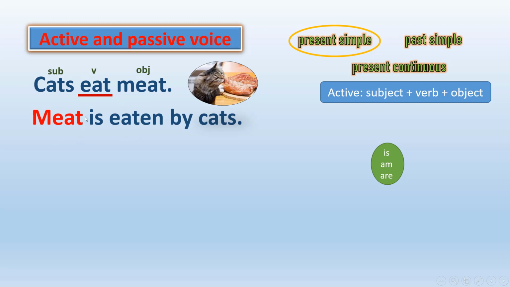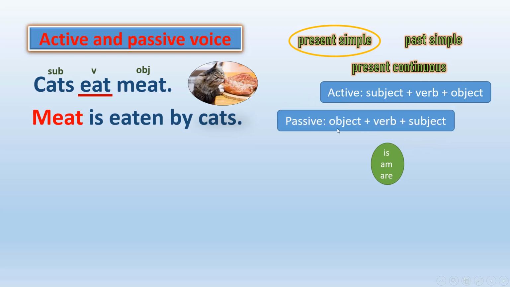إذن نستخدم المفعول ومن ثم is أو am أو are ثم التصريف الثالث للفعل. لو كان الفاعل مهم نستخدم by and the subject, by cats. Now this sentence is passive because it begins with the object, then the verb, then the subject.